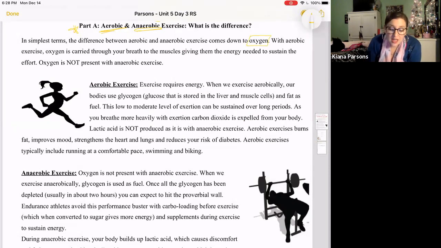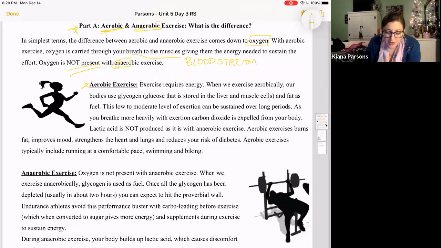So in simplest terms, the difference between aerobic and anaerobic exercise comes down to oxygen. With aerobic exercise, oxygen is carried through your breath and bloodstream to the muscles, giving them the energy needed to sustain the effort. Oxygen, however, is not present with anaerobic exercise.